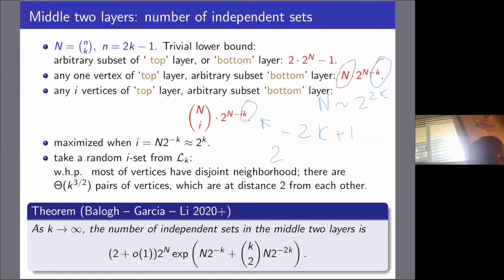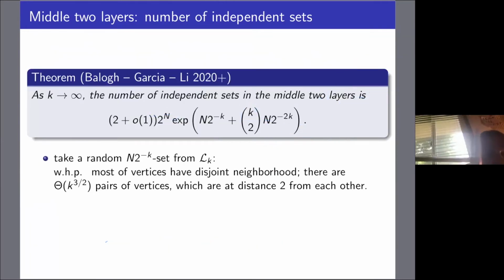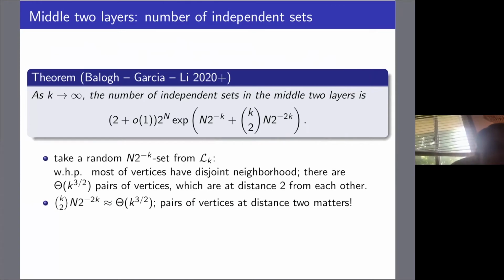So if we look at the formula, the factor 2 comes from the symmetry of the top and bottom layer. Then this 2 to the n is coming from the fact that for most vertices, we have a choice from a layer to put it in or not, and this n to the 2 minus k is coming from this defect, and this second error term is coming from the pairs of vertices which are at distance 2 from each other. Here I just explain this maybe better. So again, this is about just 2 to the k, and that error term is about k to the 3/2.